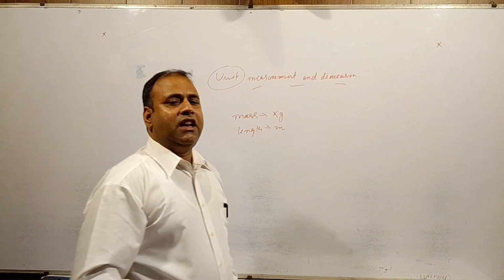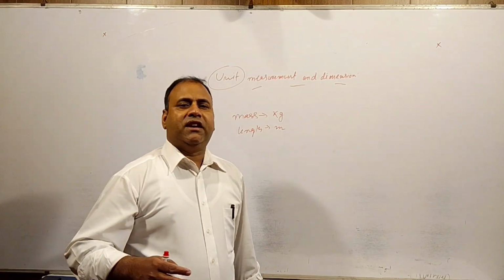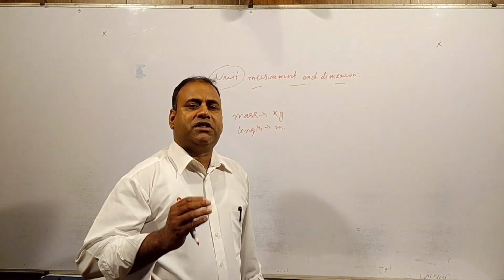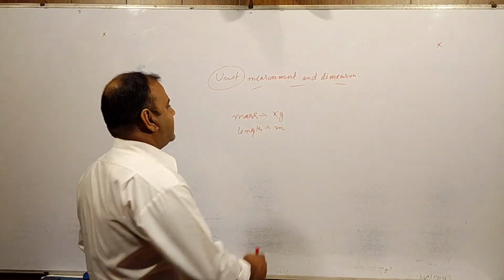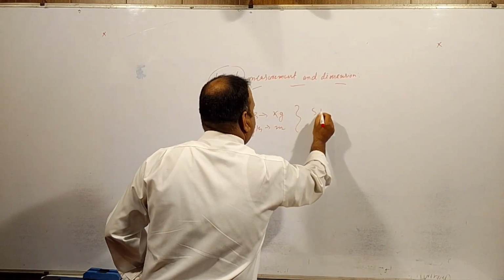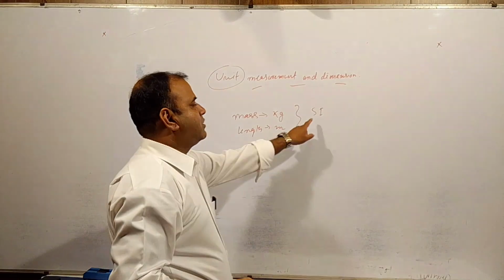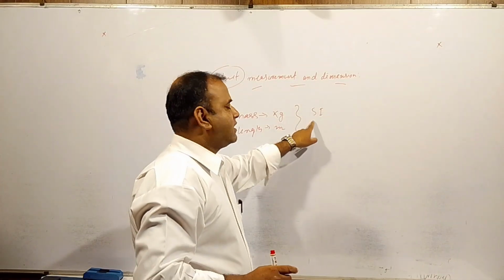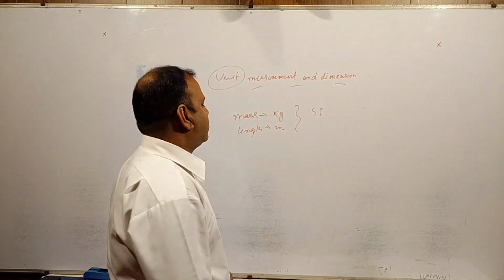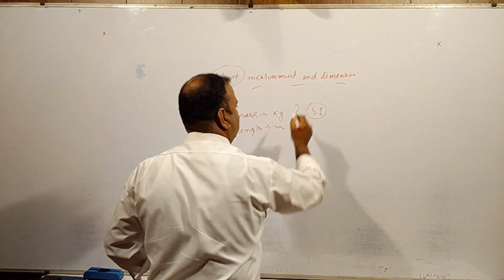In physics, all the problems are given in terms of SI unit, that means System of International, and CGS unit. So you should know about the SI unit. SI unit is called System of International. That means all over the universe, the system remains the same everywhere.